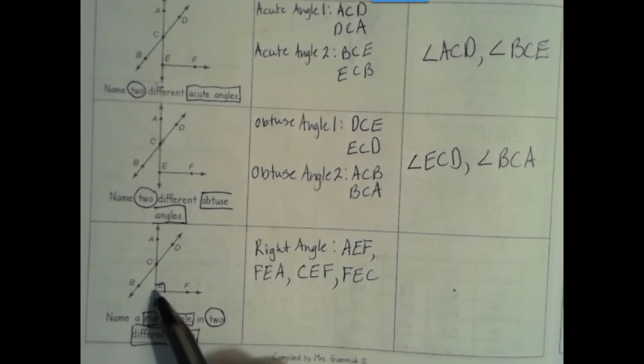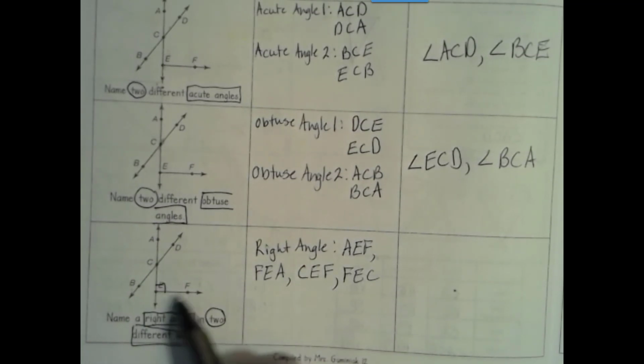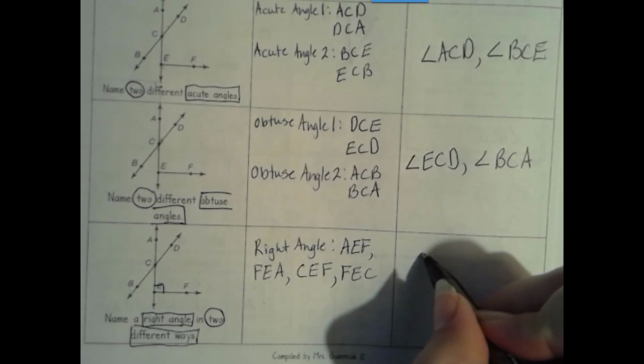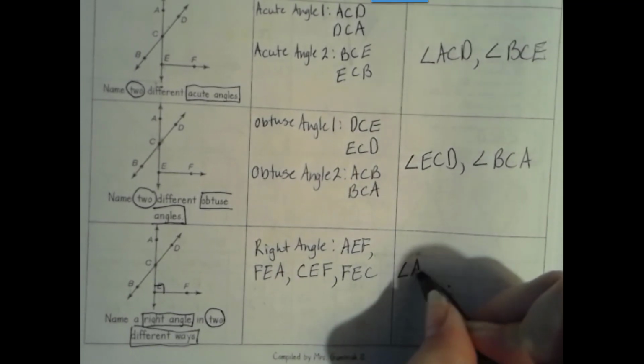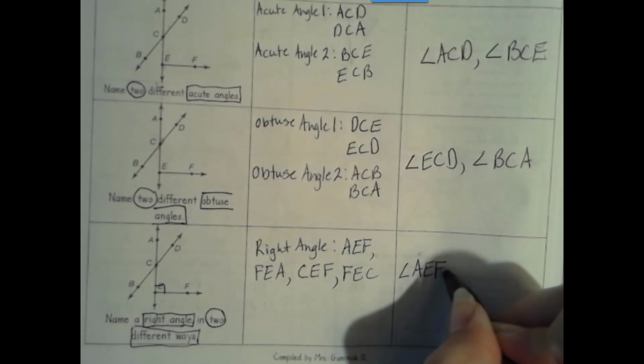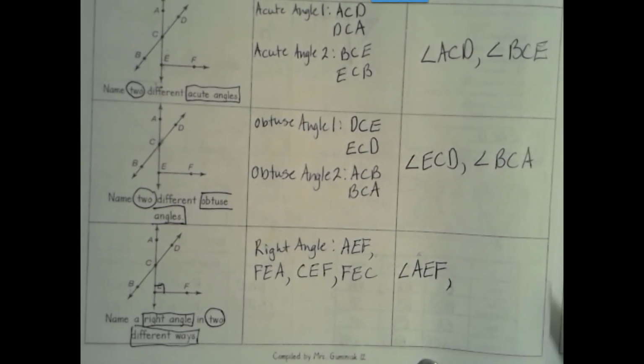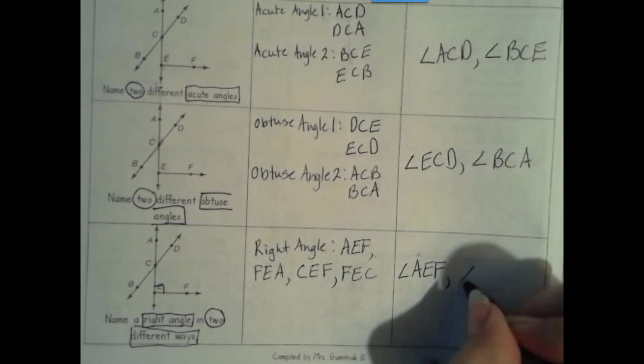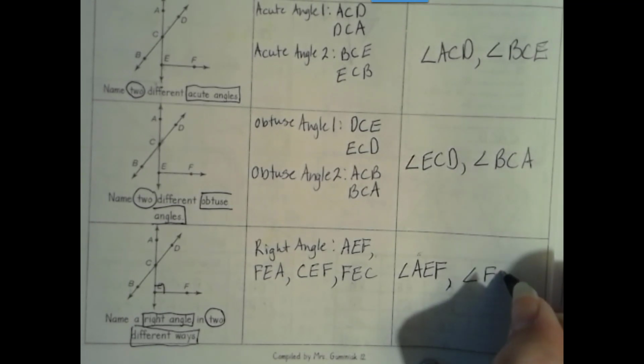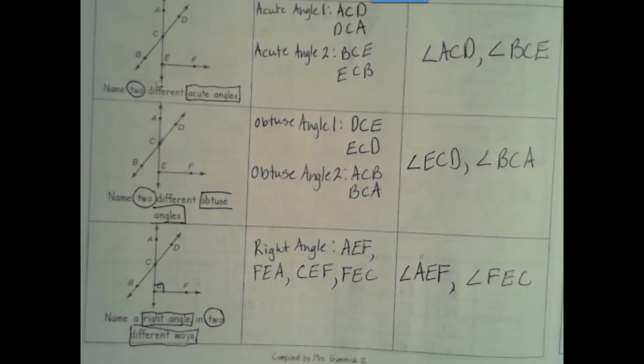I have 3 points and that vertex is in the middle, so it tells me either A, E, F, F, E, A, C, E, F, F, E, C. I know what the angle is either way. So I just have to pick two of these. So angle A, E, F is one way to label that right angle, but I could also say angle F, E, C. It's talking about that same angle.